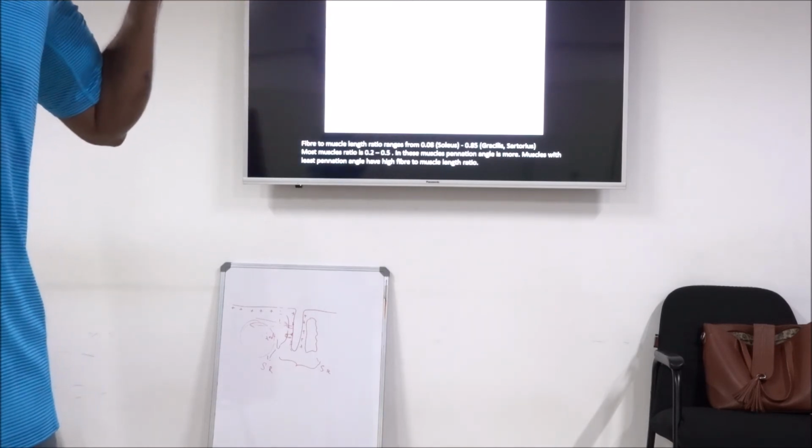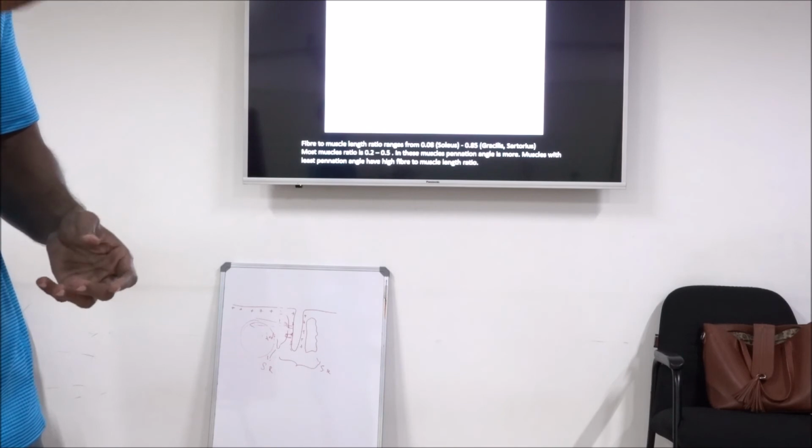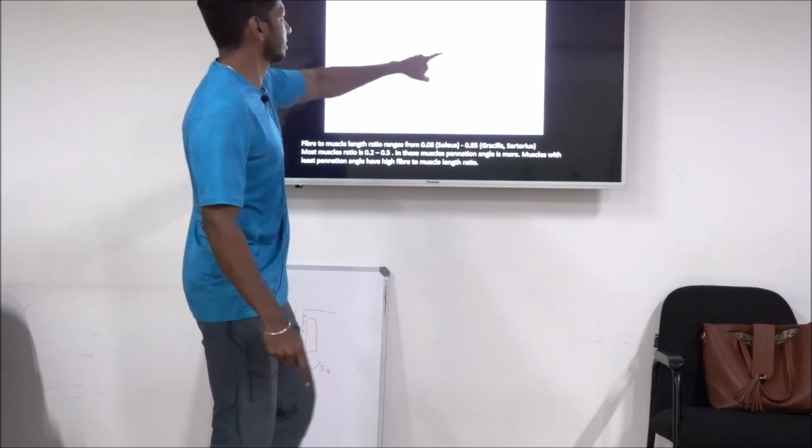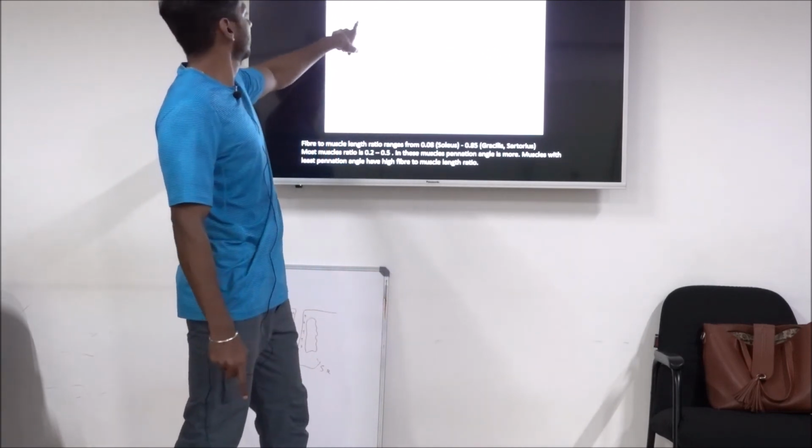The 0.85 means the ratio is close to 1. That means the fiber length and the muscle length are almost similar. But in the soleus, there is a significant difference. That means the angle of pennation is more in the case of the soleus. Look at that. The pennation angle is more in the soleus, whereas the pennation angle is very small in the gracilis, pectineus, and sartorius.